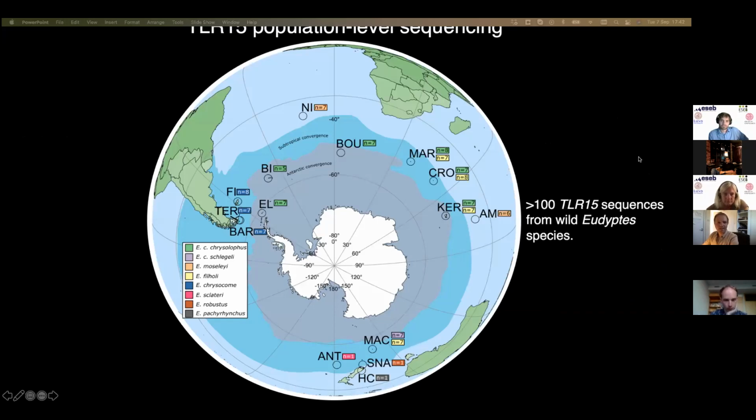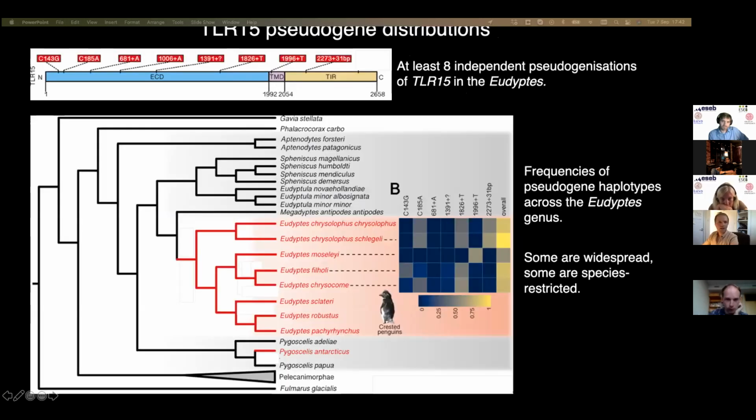So to rule out any technical errors in sequencing or influences from local sequence variants that might not be representative of the species, I analyzed TLR15 sequences from more than 100 wild Eudyptes penguins from all over their natural ranges. So the colors on this map indicate the species from which these samples were derived in the various different populations. And what I found was that TLR15 has been pseudogenized at least 8 times independently in the Eudyptes genus.